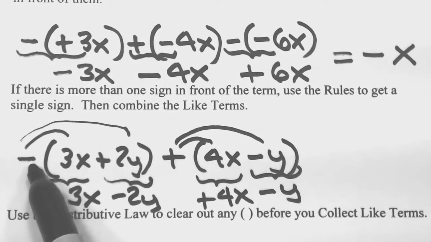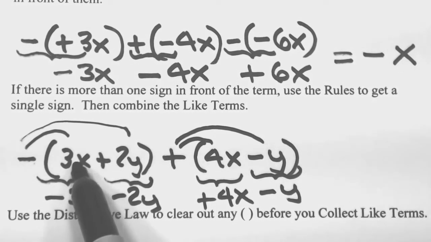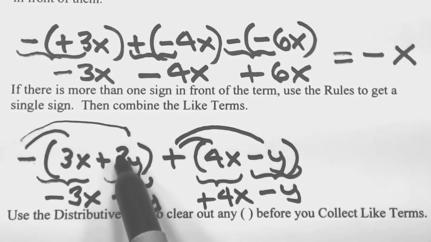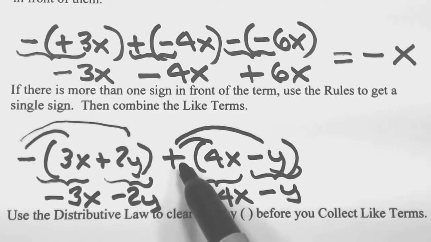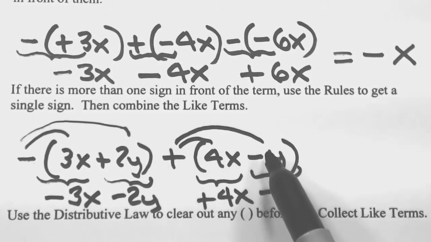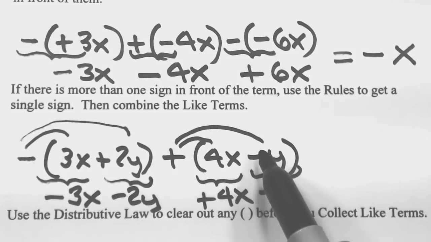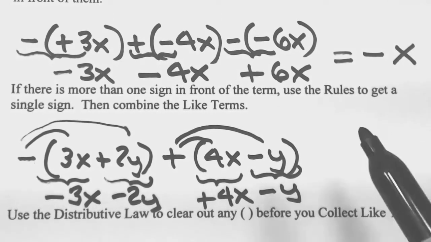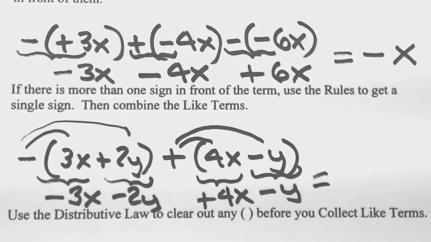The minus simply means in front, take the opposite of everybody that's inside. So plus 3x became negative 3x, plus 2y became negative 2y. But a plus in front means keep everybody the way they are. So plus 4x remained plus 4x, minus y remained minus y. Well, now we can turn around and combine these guys.